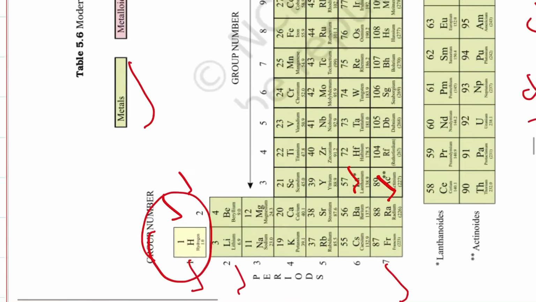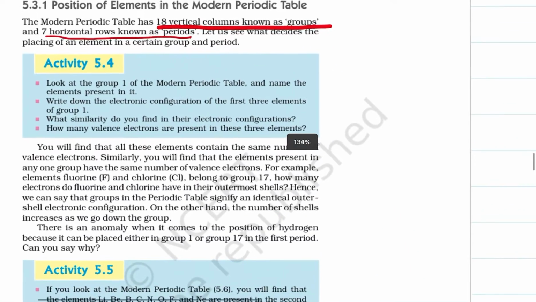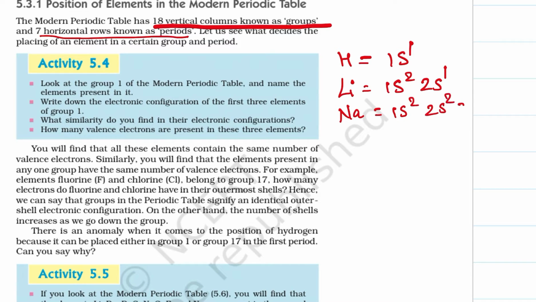So, if you see group 1, then it is hydrogen, lithium and sodium. If you write the electronic configuration of hydrogen, it is 1s1. Of lithium, that is 1s2, 2s1. And sodium, Na, it is 1s2, 2s2, 2p6, 3s1.